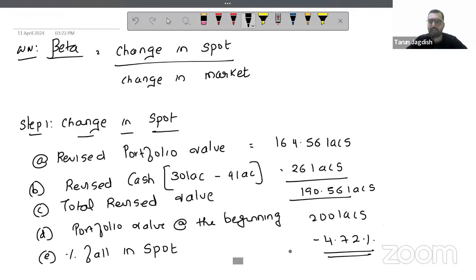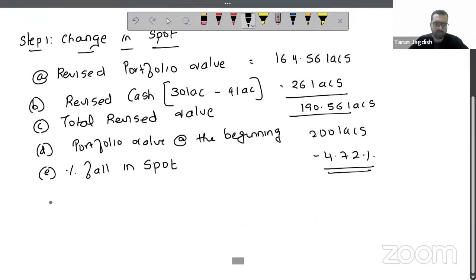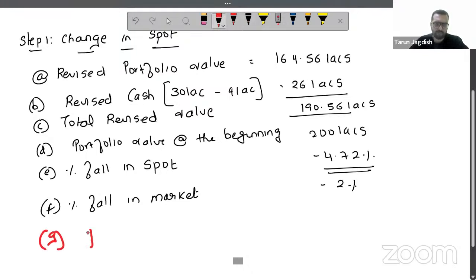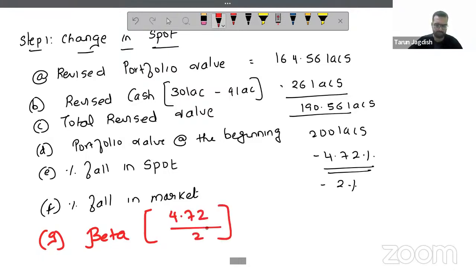Now, how much has the market fallen by? Market has fallen by 2%. So I'll write down percentage fall in the market. That we just found out it is falling by 2%. Therefore, my beta will be 4.72 divided by 2. Do you get the answer as 2.36? This is the portfolio beta.